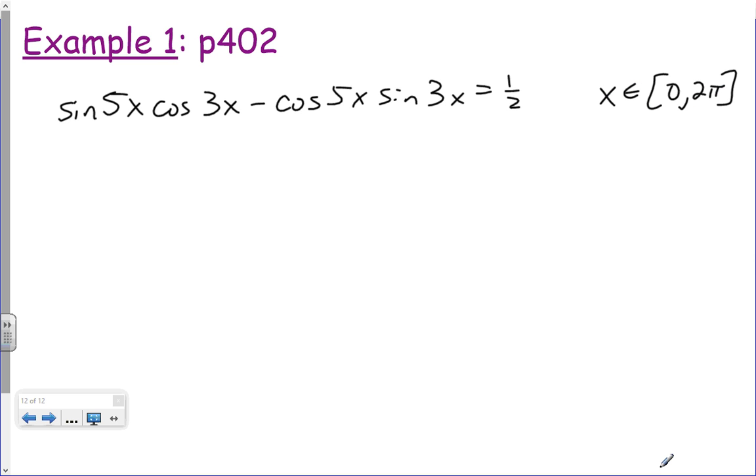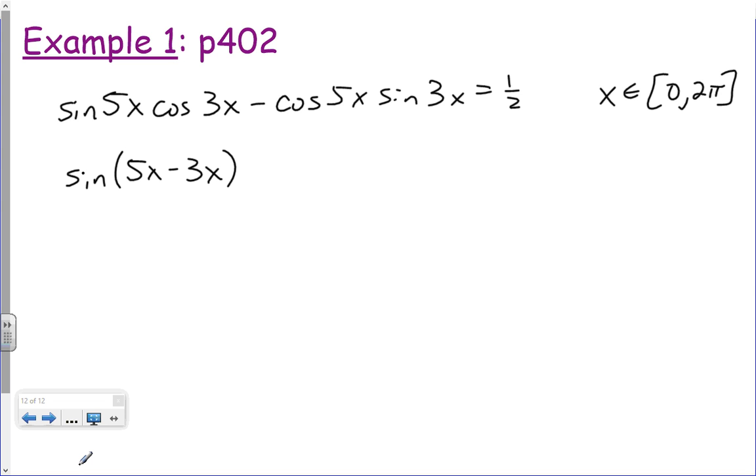All right. The first thing to notice here, when I look at this left side, is this looks a lot like some of the properties we were just talking about. But I've got a sine times a cosine minus a cosine times a sine, and the arguments are 5x and 3x in each of those cases. So this looks a lot like our composite argument property for sine. In fact, that's what it is. I can rewrite this as the sine of 5x minus 3x. That's what the sine of 5x times the cosine of 3x minus the cosine of 5x times the sine of 3x is equal to.